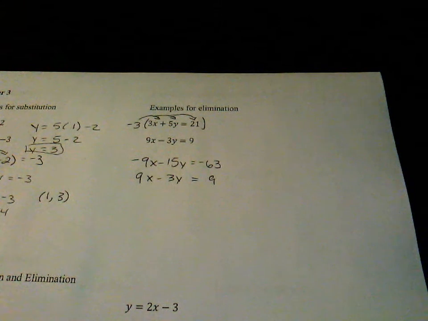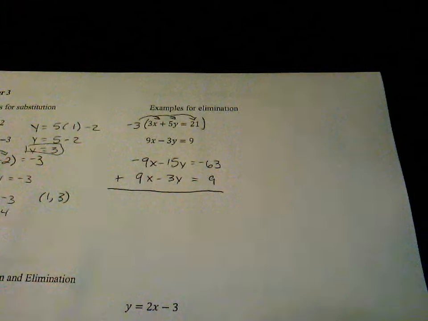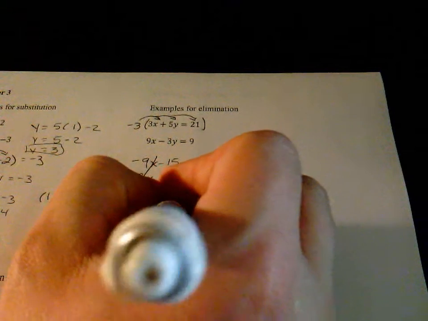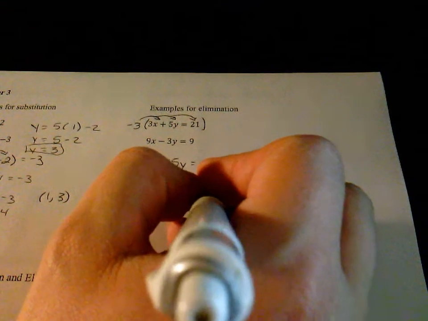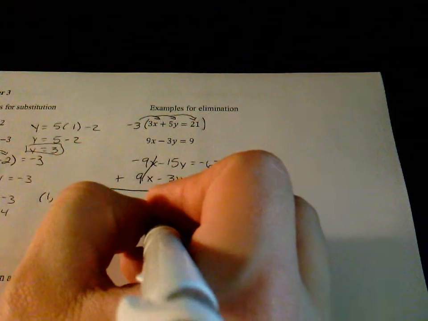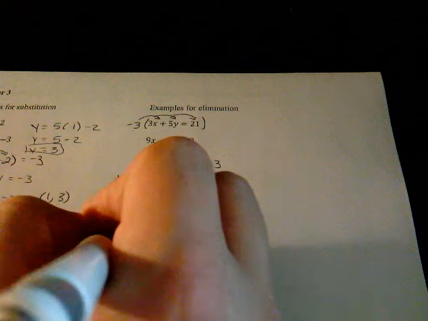And now we know that these two are going to cancel out, so we're just going to add these two things together. So these two cancel out. The y's become negative 18y, and the numbers become negative 54. It's pretty easy to solve from here. All you got to do is divide by negative 18. You should get y equals 3.